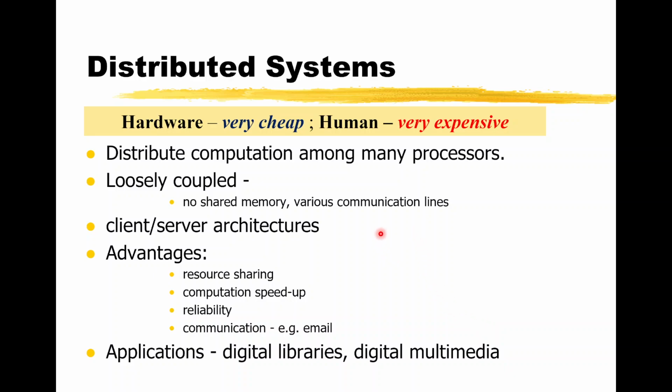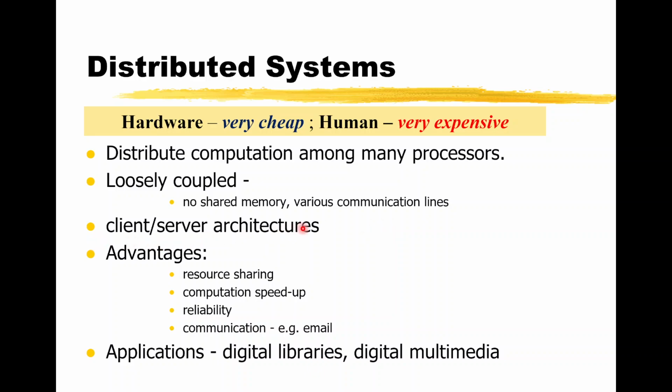As history went on, we now had distributed systems. In distributed systems, hardware is very cheap, and humans are very expensive. Here we have personal computers that are distributed everywhere and are connected to each other. So you have distributed computation among many processors because each device on its own has a processor. You don't need to share processors. Now each device has a processor. And they are loosely coupled, definitely. No shared memory, various communication lines.